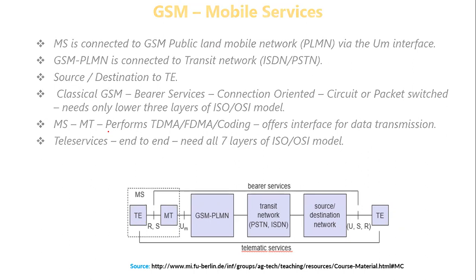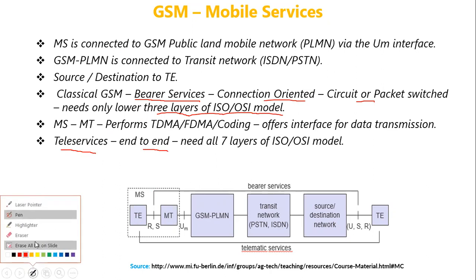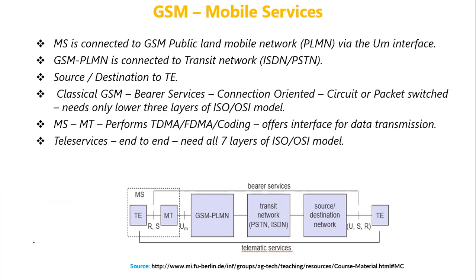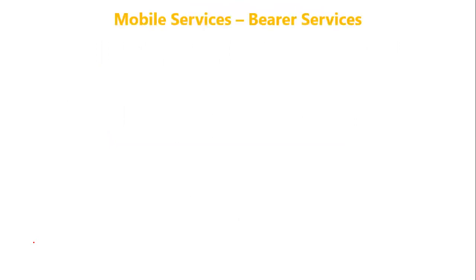As already discussed, we will be discussing three types of services. Bearer services are connection oriented services, either circuit or packet switched, and they are taken care of by the lower three layers of the OSI model. Teleservices are end-to-end services, and all seven layers of the OSI model are required for offering them. This is the brief introduction to the mobile services offered by GSM.